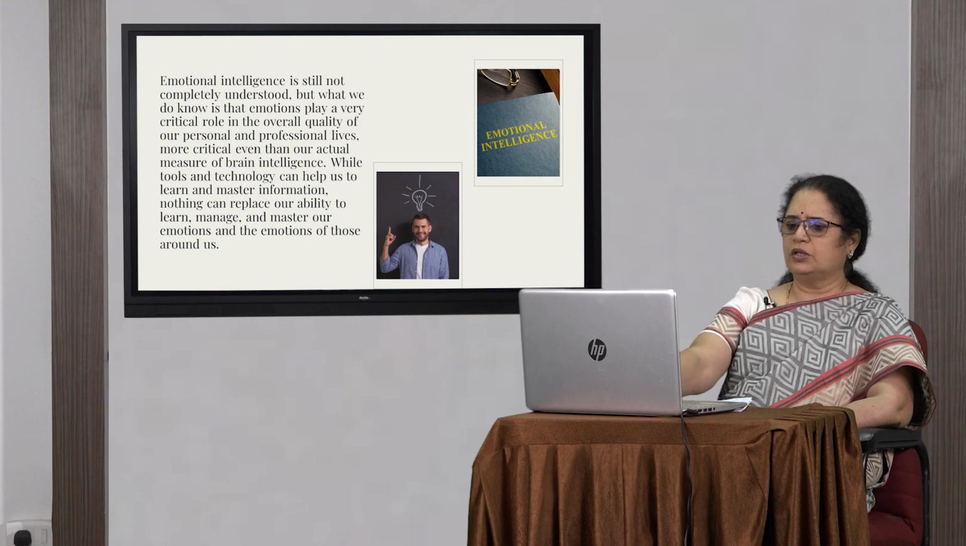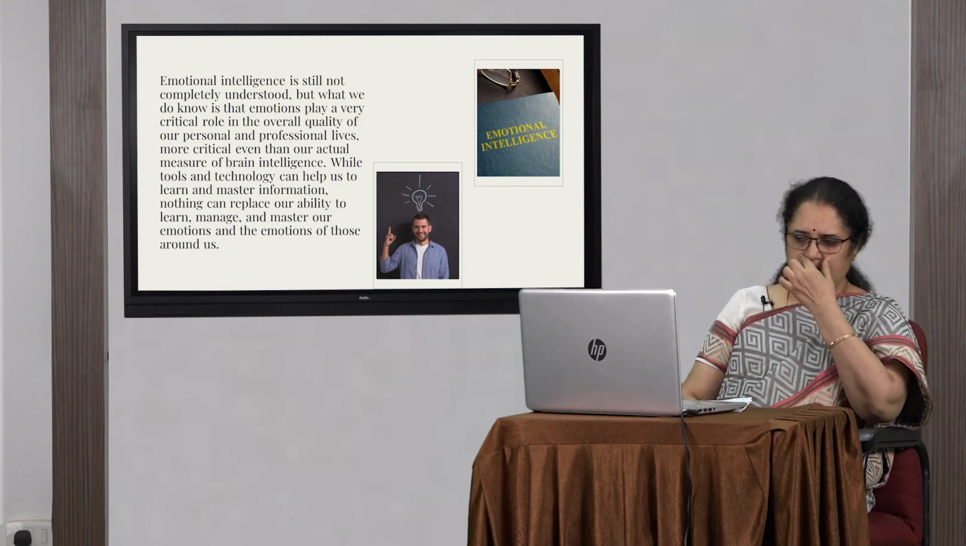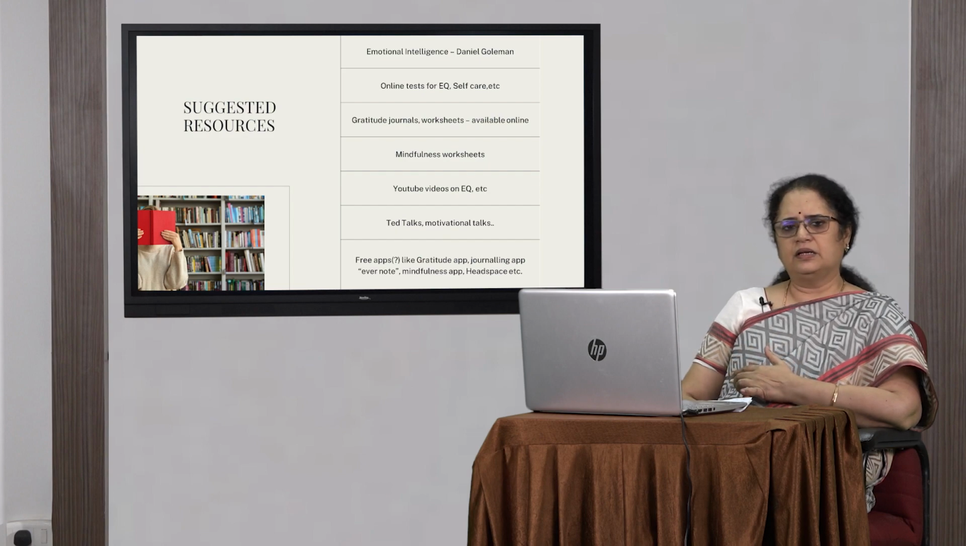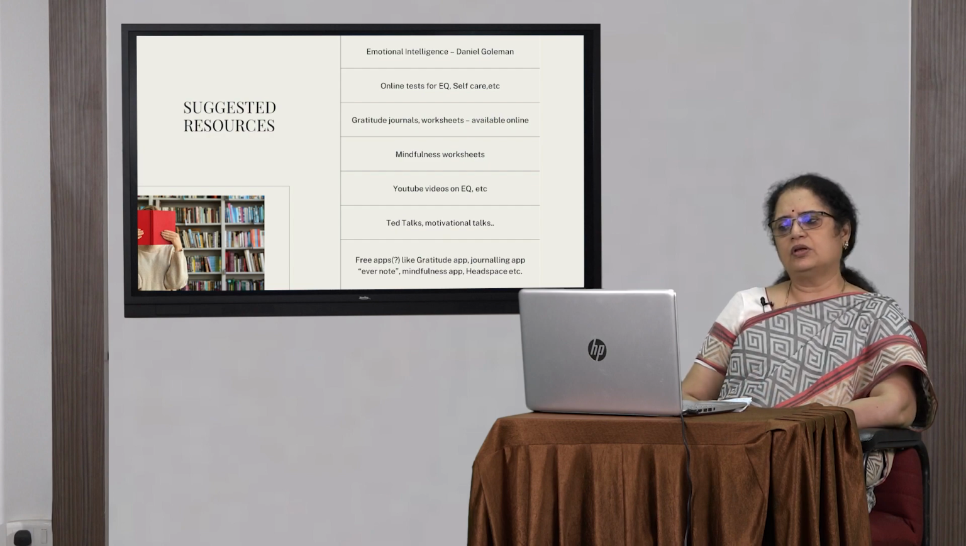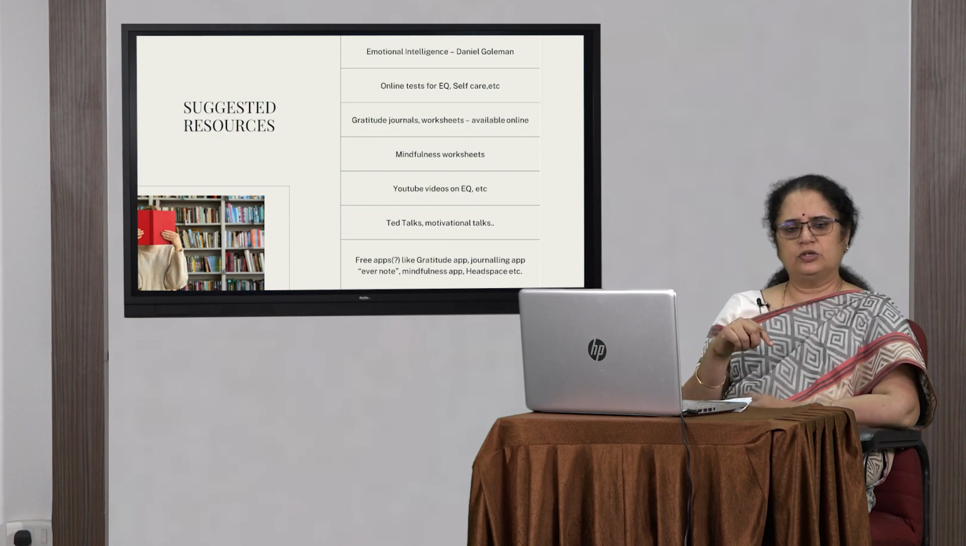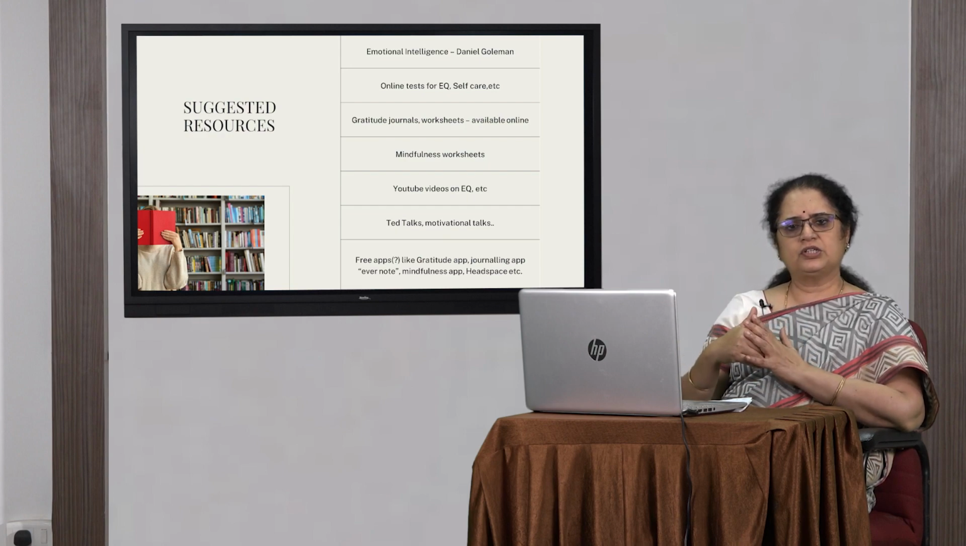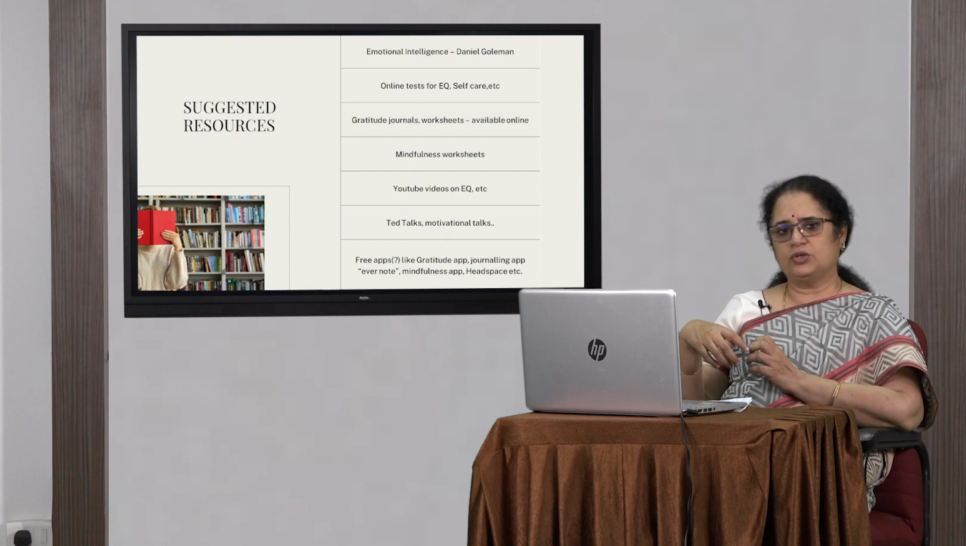So, there are a few suggested resources that I have for you. The book written by Daniel Goleman, Emotional Intelligence, is a very good book. It has so many examples, cases that he has handled. It is a very interesting book if you can read. There are many free online tests that you can take for EQ, for self care, for finding out your self compassion. Different kinds of quizzes are there online. You can go and measure your EQ. When you do an online test, the interpretation and the score come immediately, and they will tell you which area you can improve on.